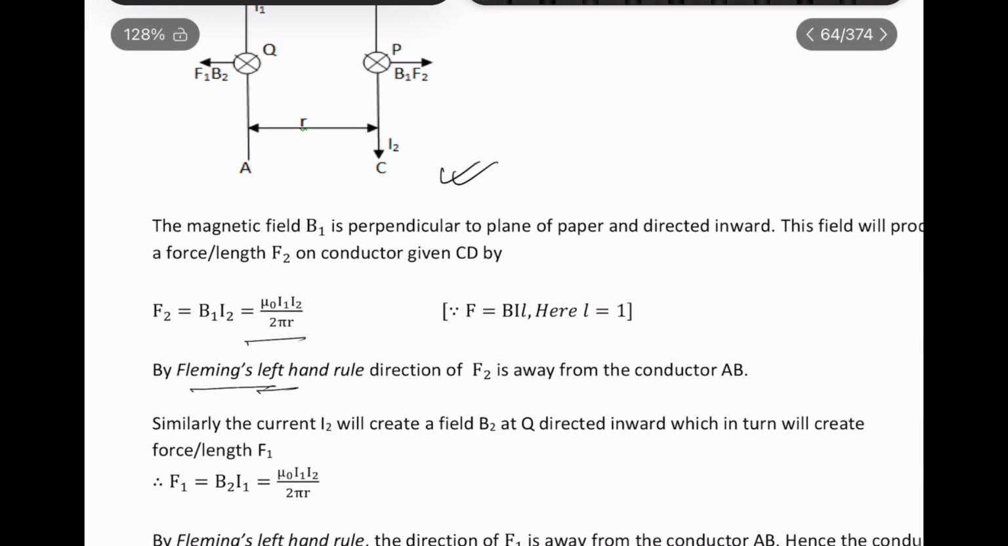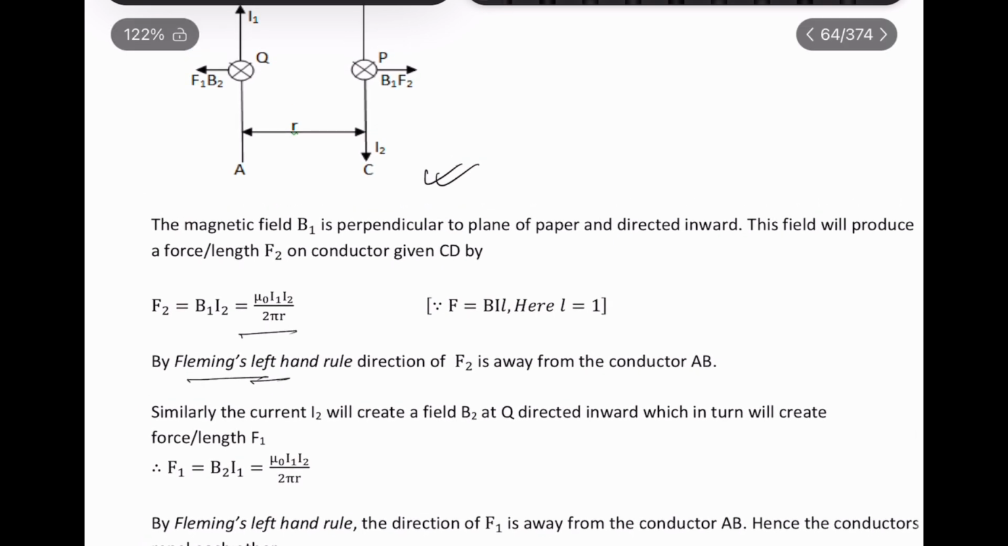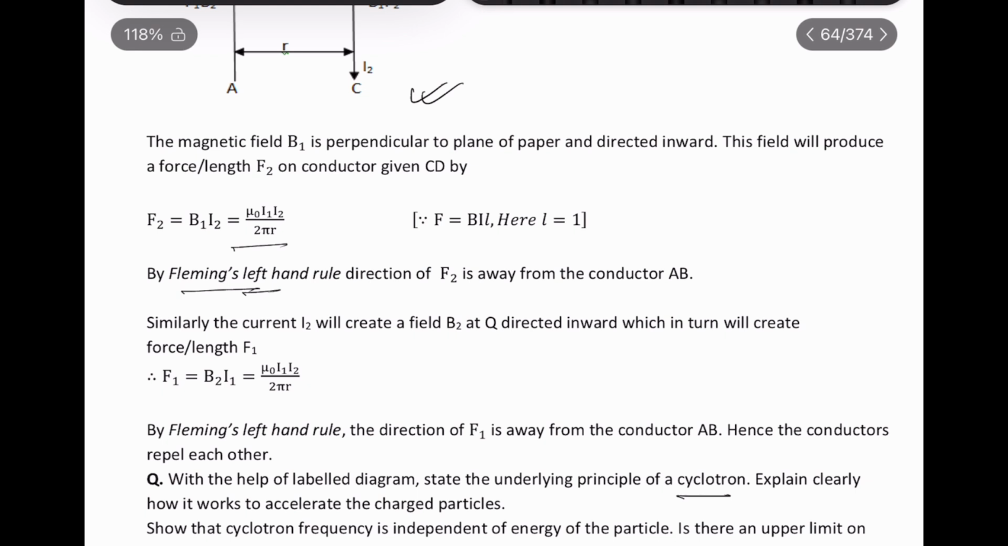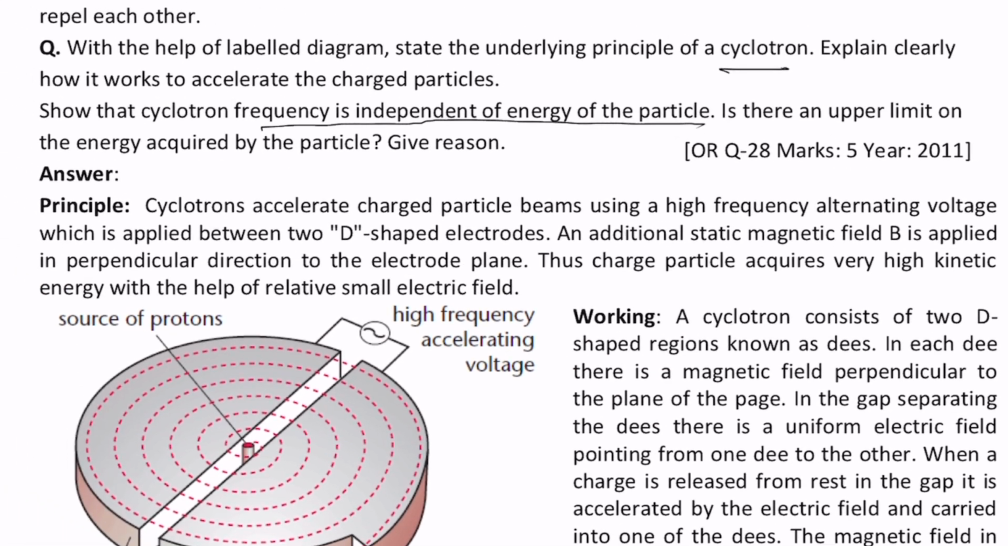Okay. With the labelled diagram, state the principle of cyclotron. Cyclotron we have already discussed. Explain briefly how it works. Okay, so the cyclotron frequency is independent of energy of the particle. So we will calculate this cyclotron frequency.